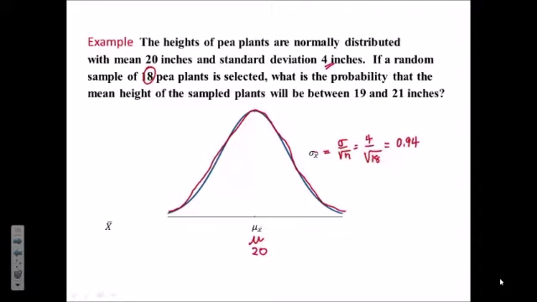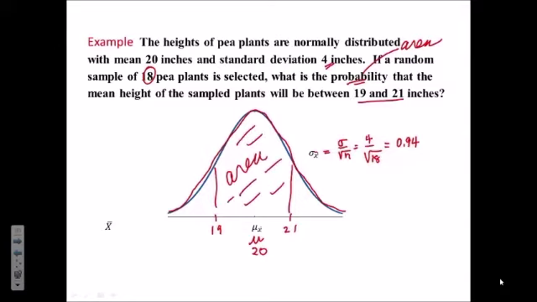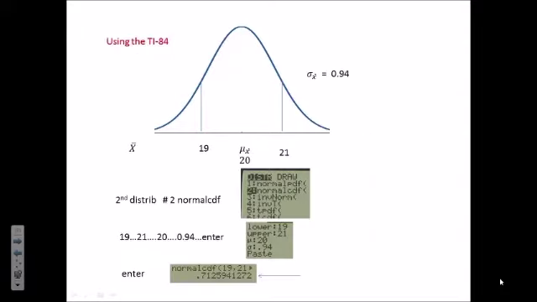And what do we want? We want the probability, which for us means area, between 19 and 21. So 19 will be someplace over here, and 21 over there. So we're looking for this area. The problem could be done on the TI-84 with the built-in function NormalCDF. We're looking for this area.